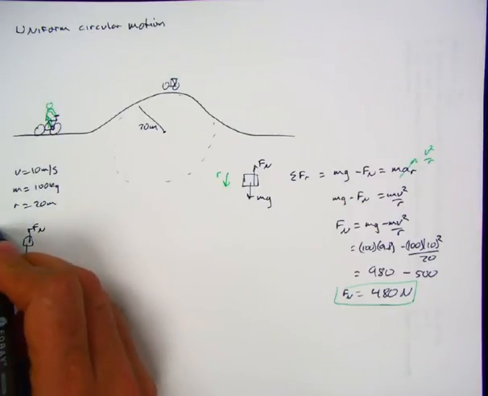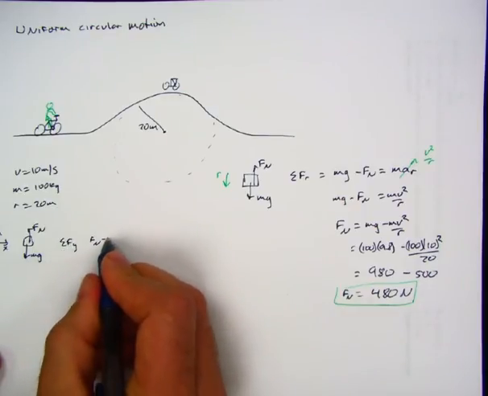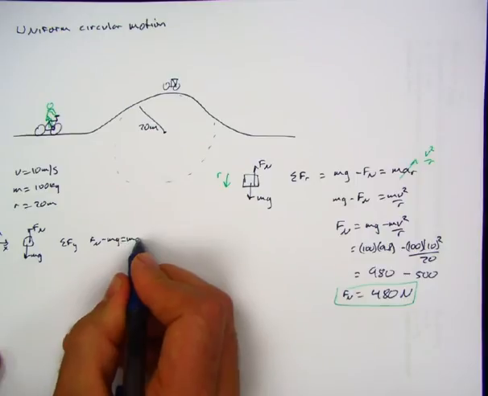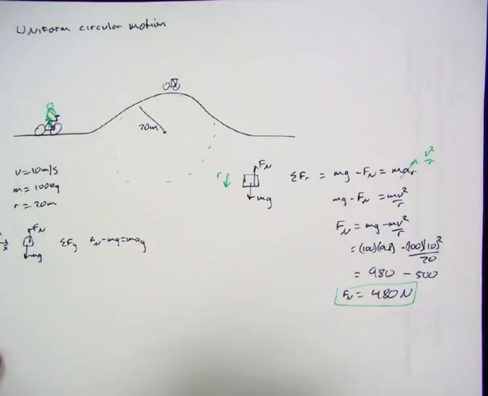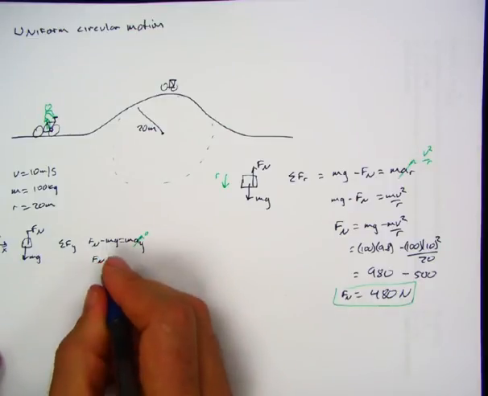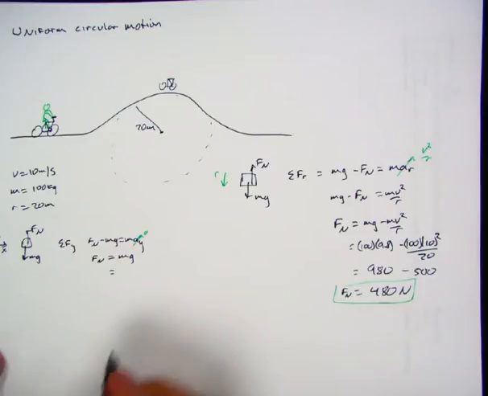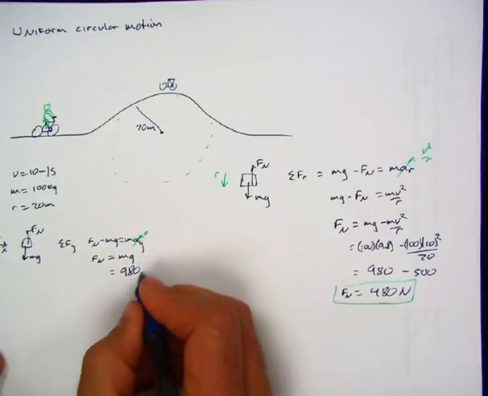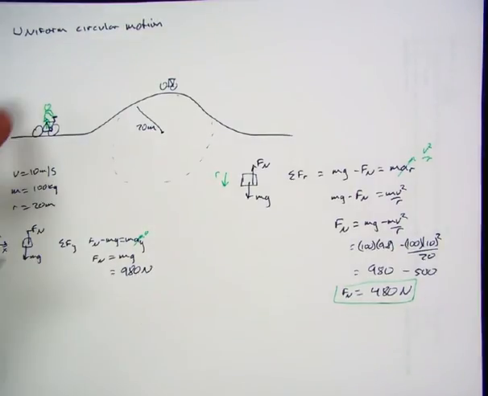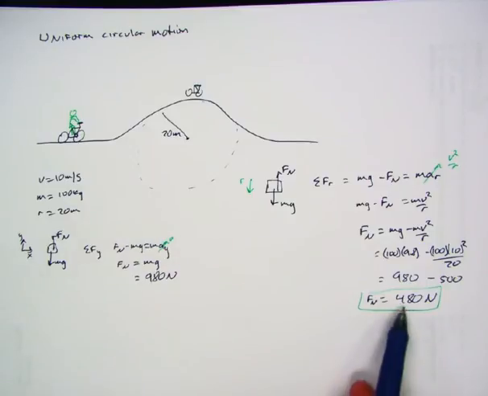I'm not in a circle over here. Sum of the forces in the y direction: Fn minus mg equals ma_y. And in this case, nothing really is going on in the y direction. So normal force equals mass times gravity, which in this case is equal to 980 newtons. So what I feel on the bike seat here is 980 newtons. What I'm feeling over here is only 480 newtons.